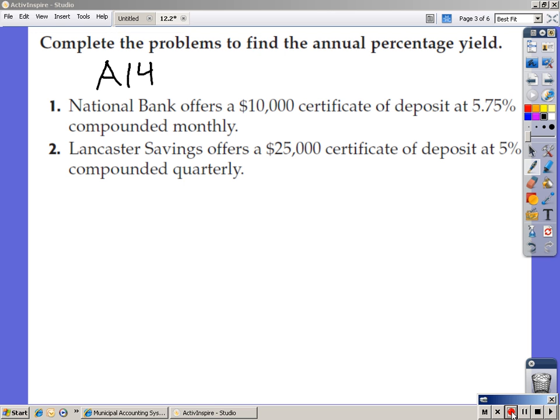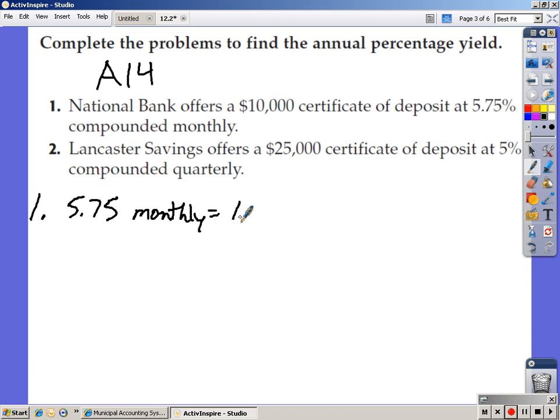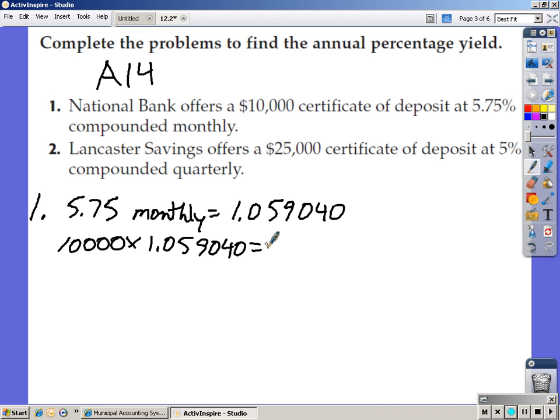Okay, let's go ahead and try number 1. All right, number 1. National Bank offers a $10,000 certificate of deposit at 5.75% compounded monthly. Okay, 5.75% monthly is 1.059040, and that is straight from the table on A14. Okay, so take 10,000 times 1.059040. You should come up with $10,590.40.